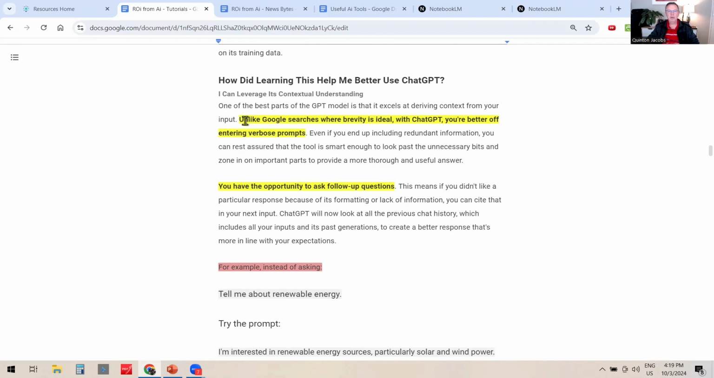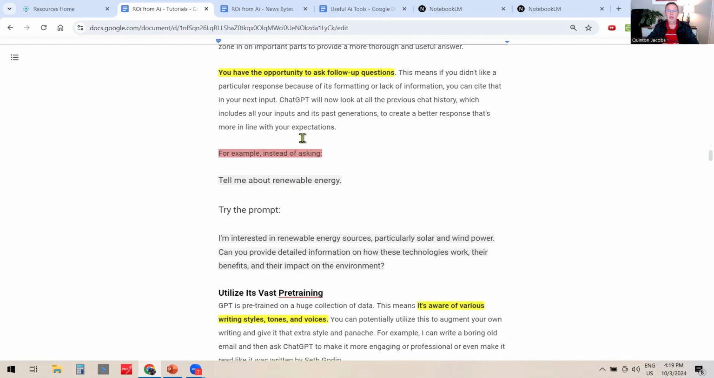Then, okay, so what you can now do now that you know that is, for instance, when you prompt the models, unlike Google searches where brevity is ideal, so you must get to the point and put the right keywords in there so you can get the right responses, with ChatGPT you're better off entering very accurate and long, not long for the sake of long, but that contains a lot of information and context about what you are asking the model to do.